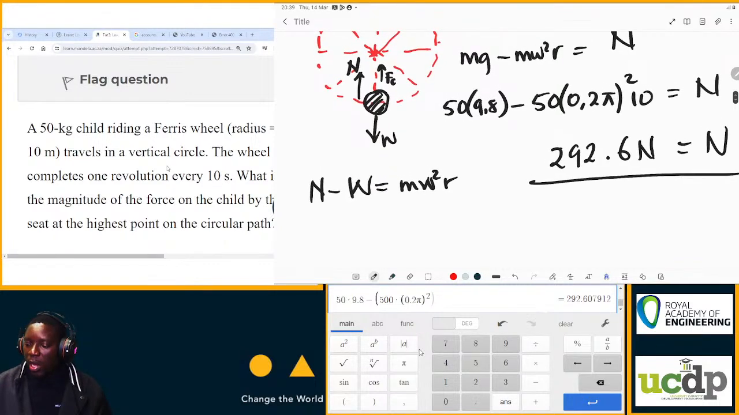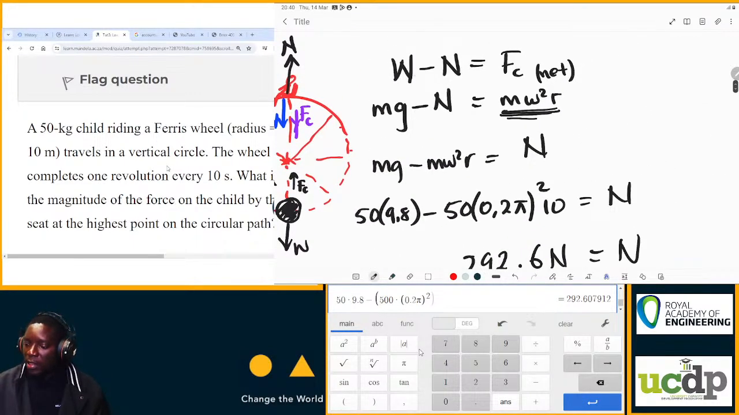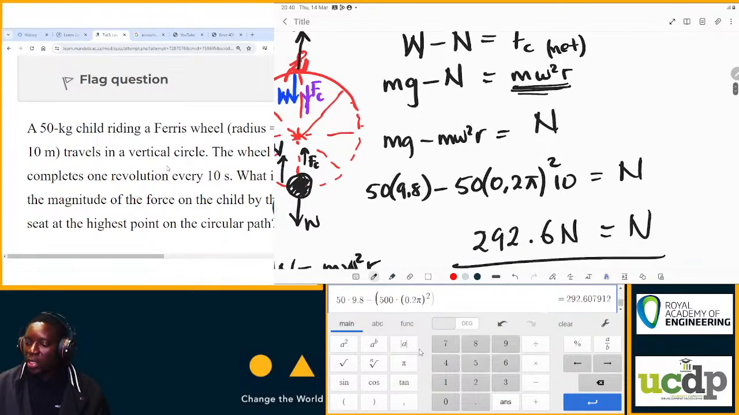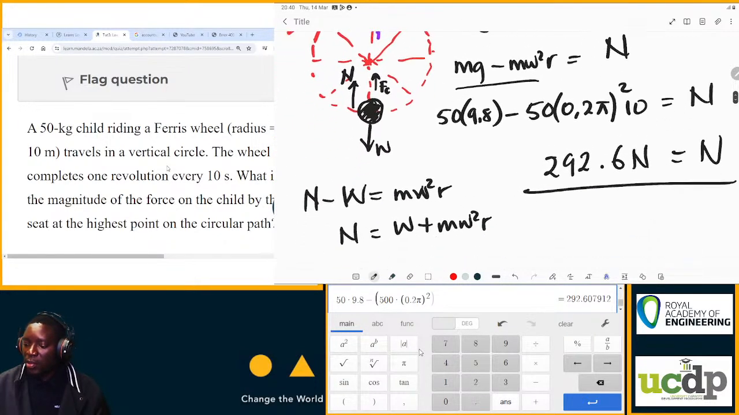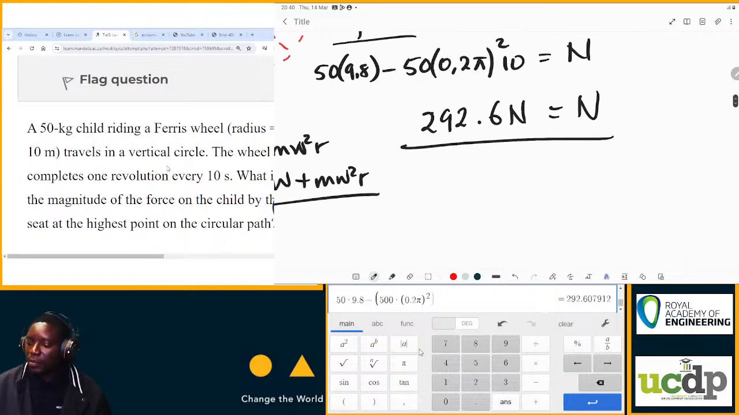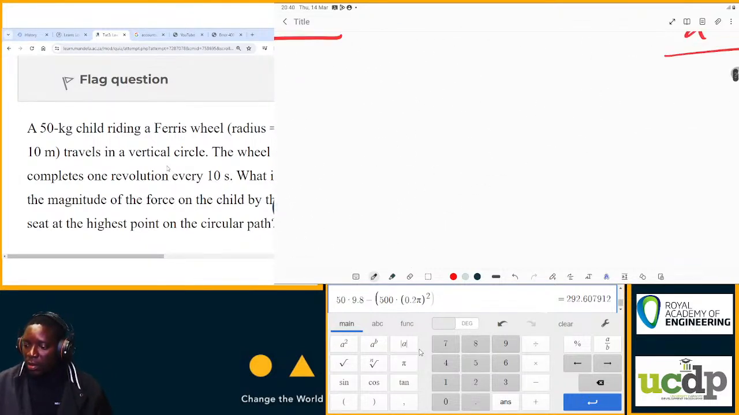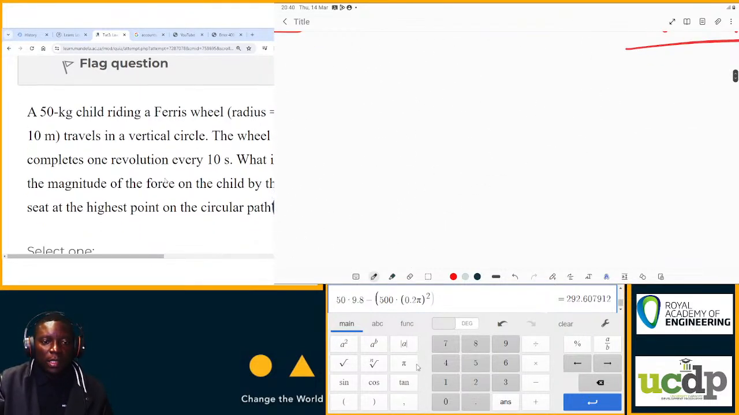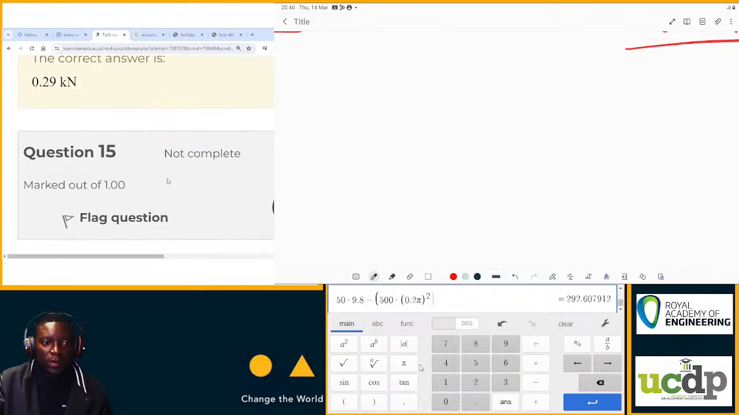So in this case, this is the point where the object, or if it's a human being, they will experience the greatest force, because N will be equal to W plus m omega squared r. Whereas at the top, it was W minus N, so weight minus m omega squared r. So this one is quite less at the top as compared to at the bottom. All right, I think I'll pass on that one. That should be quite clear.